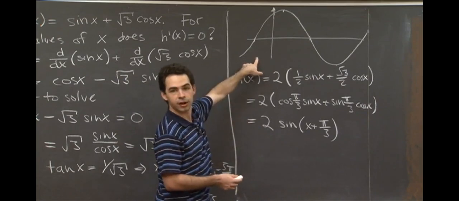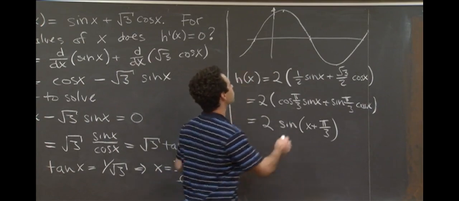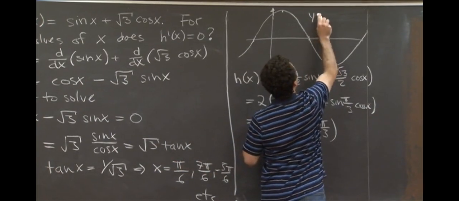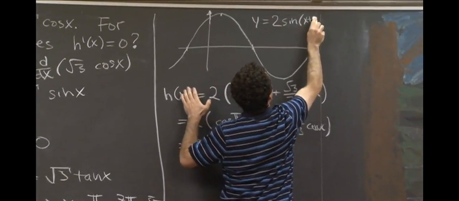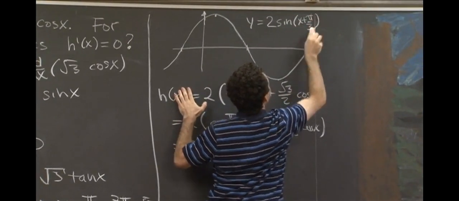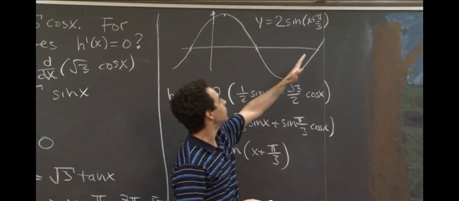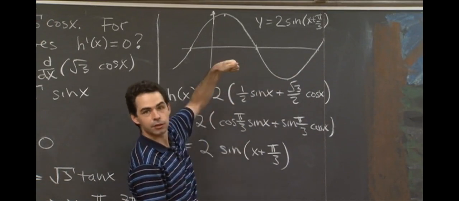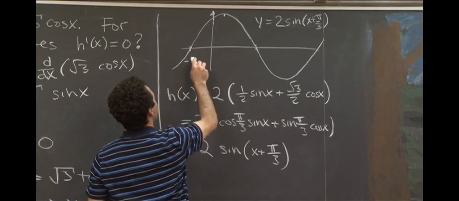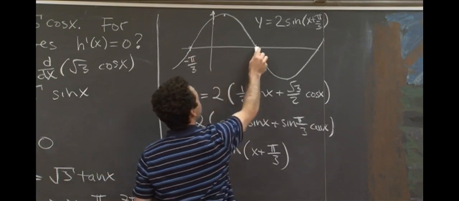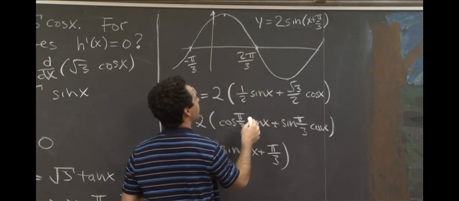So I've drawn a schematic up here. This is the graph y equals 2 sine of x plus pi over 3. It's what you get if you take the graph y equals sine x and you shift it left by pi over 3 and you scale it up by a factor of 2. So this here is at x equals minus pi over 3. This root is x equals 2 pi over 3.